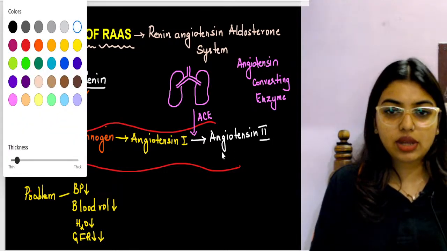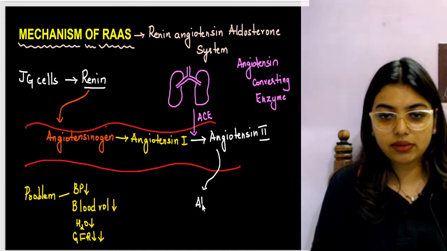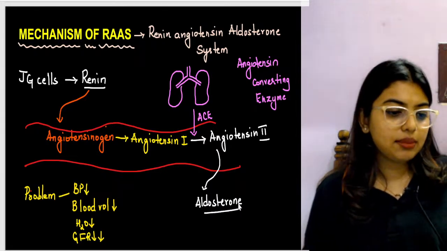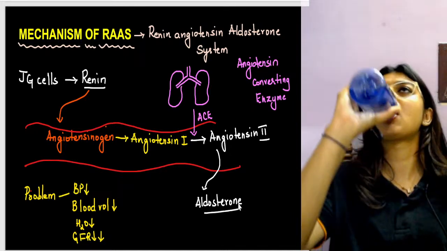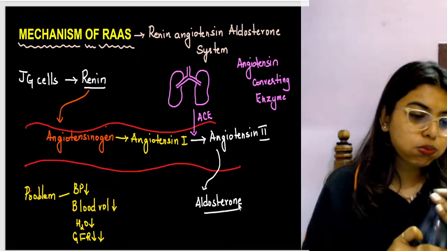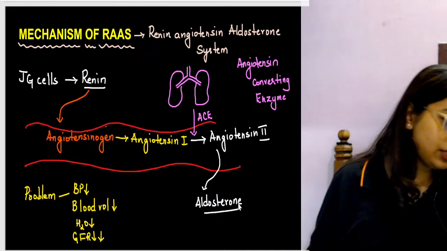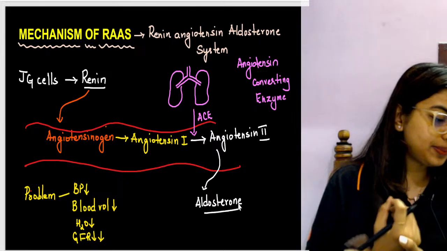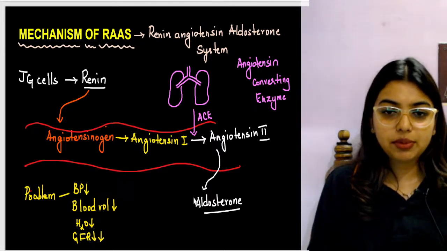Okay, so angiotensin 2 first will release aldosterone. First will release what? Aldosterone. Tell me students, aldosterone is released by whom? Tell me, all of you. Aldosterone is released by who? Adrenal gland, thyroid gland. Okay, by the time you people tell, I'll write here.